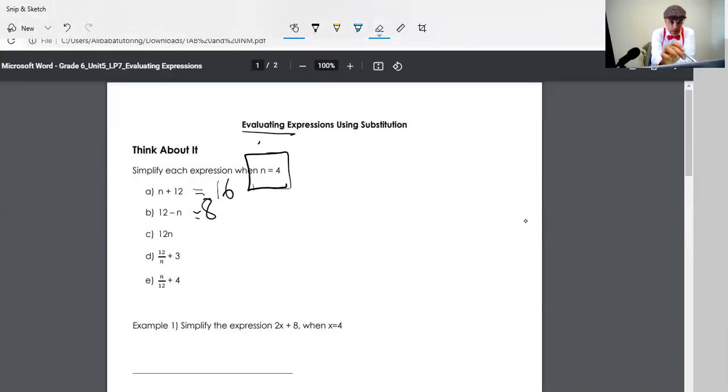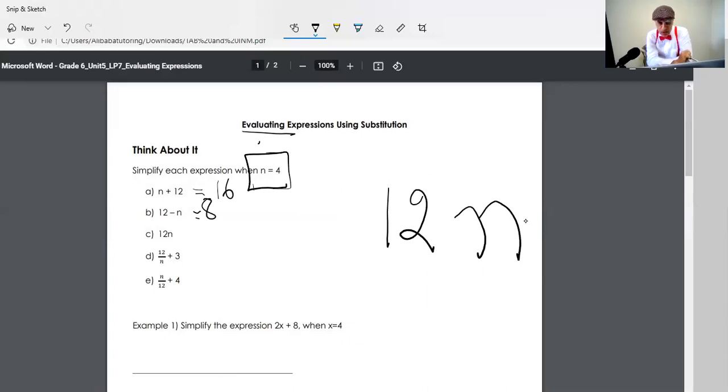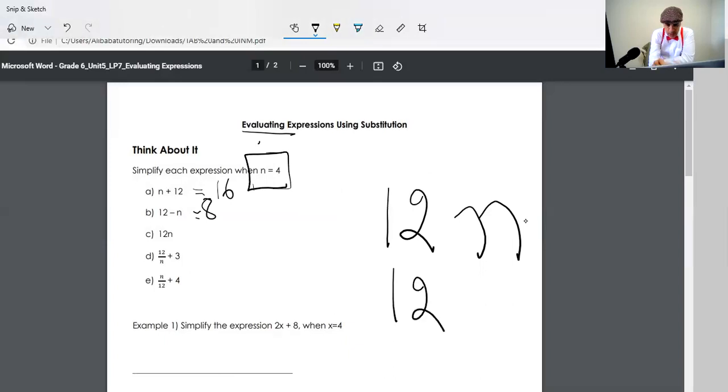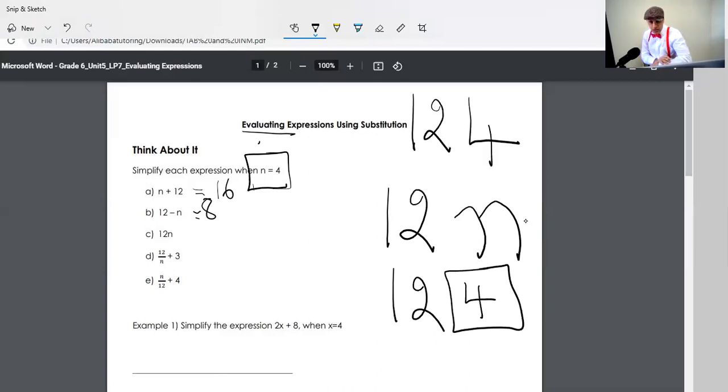The next one is C, which is 12n. Okay, this one is a little bit tricky, so you have to be careful. Okay, so we do 12 and we put n in there, which is 4, right? But the tricky part here is, if I just do it as is, I put 12 and then I put the 4 next to it, this is gonna look like 124. But in reality, this is not 124.